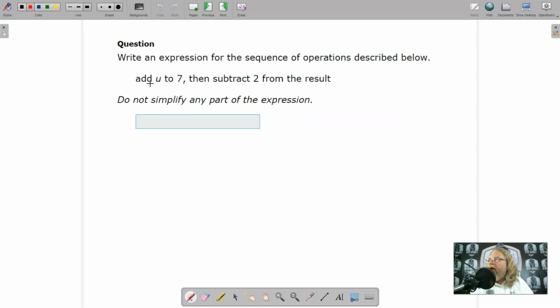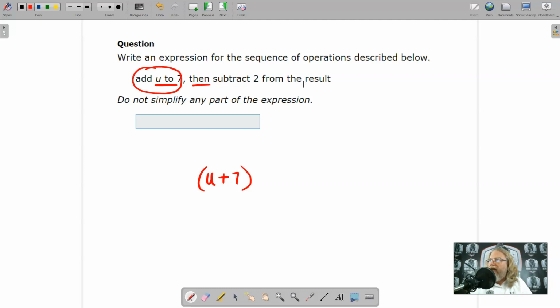On the next one, add U to 7, then subtract 2 from the result. We're going to need parentheses in this situation so that we can let it know what it needs to do first and then what to do afterwards. The first thing we want to do is add U to 7, so U plus 7. We're going to use parentheses to hold that there. The order of operations says you have to do what's in the parentheses first, because that's what they're telling us to do first here.